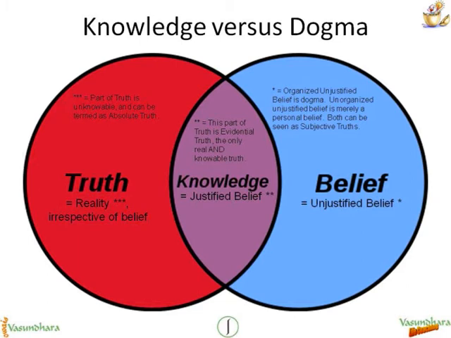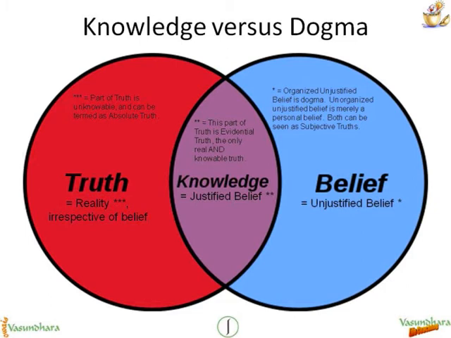One is a personal belief, something I believe or something you believe. This personal belief is essentially unorganized, unjustified belief. Now, if both of us start believing in that same thing, and we organize it into some kind of a body of belief, then it becomes an organized unjustified belief. Such an organized unjustified belief is dogma. So whether dogma or personal belief, whether organized or unorganized unjustified belief, both of these can be seen as subjective truths. In other words, basically, what we believe to be true is actually not true.